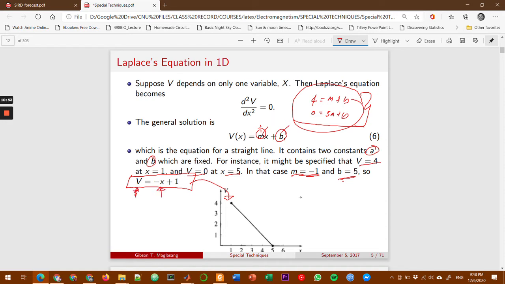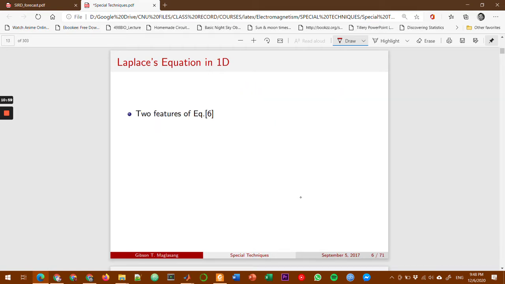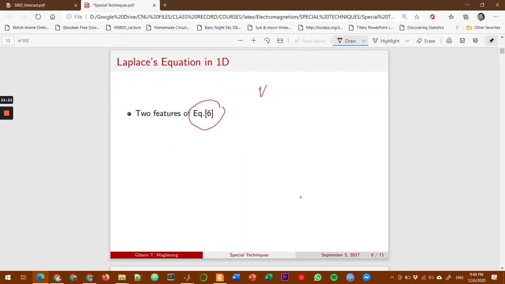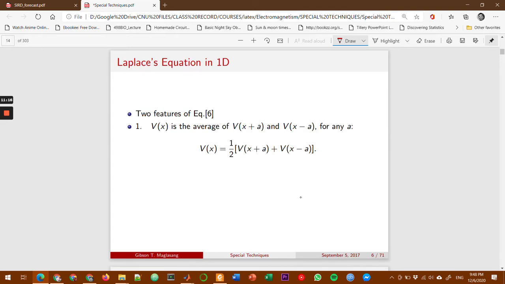Along x, let's say x. We can take a look at equation 6 and examine that there are actually two features behind it. We have equation 6: v equals mx plus b. Actually v of x is the average of v of x plus a and v of x minus a. So the average is, of course, v of x for any a. So we have v equals: just take the sum of the two and divide by 2, you take the average.